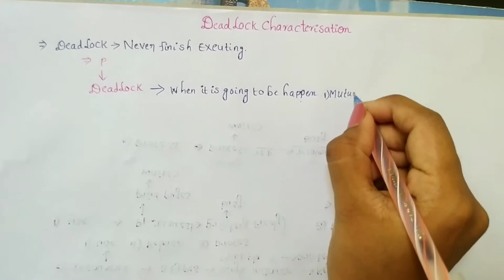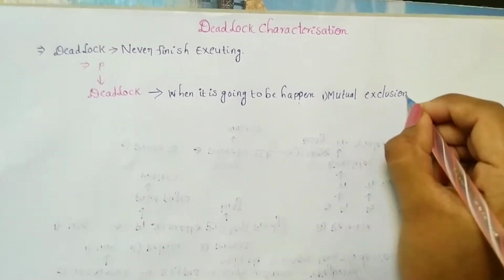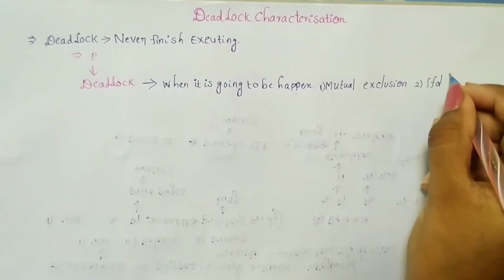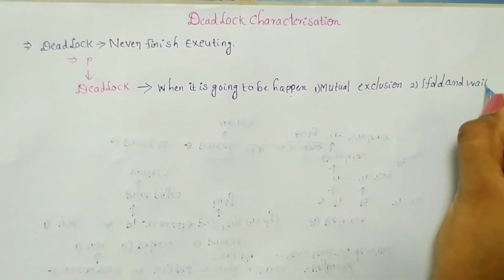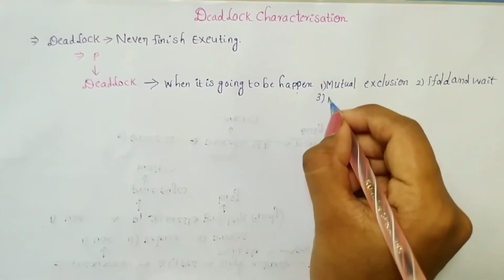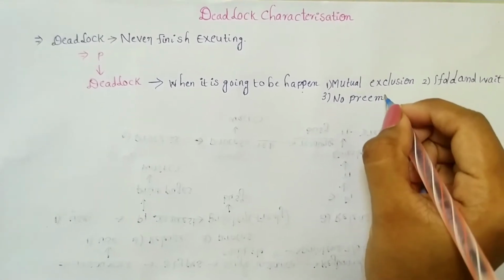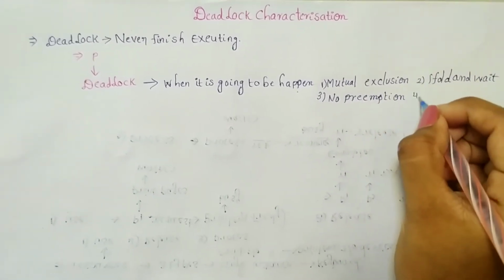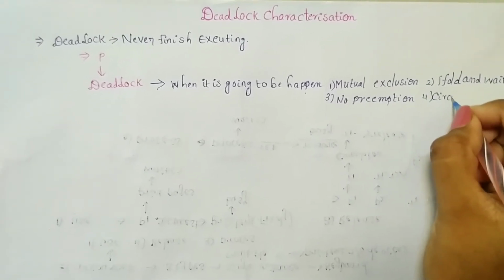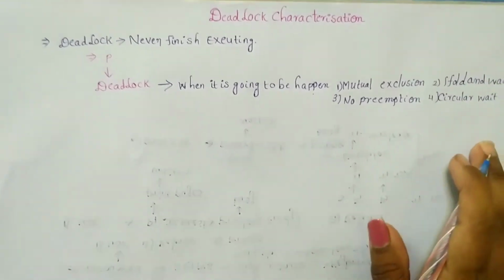Mutual exclusion, hold and wait, no preemption, and circular wait. So let us talk about each and every case. First, mutual exclusion.